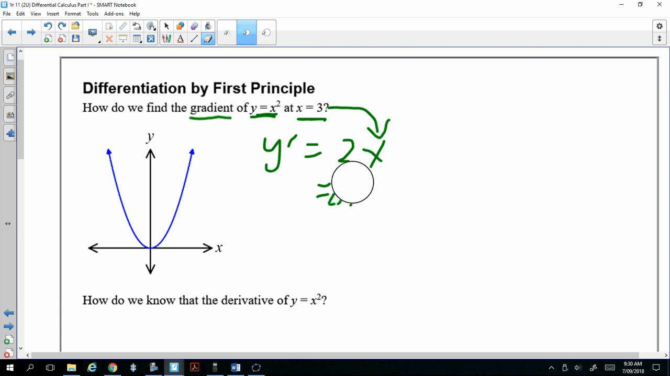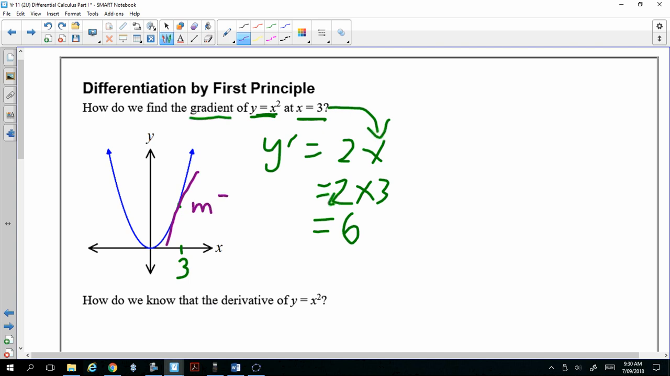Okay, so that means if I find the point 3, which is that point here, that gradient is exactly 6. Does that make sense? So we've done that many times. We know how it works.